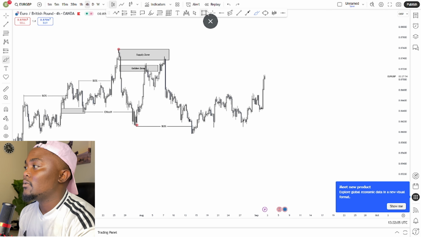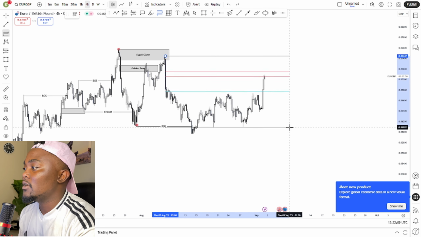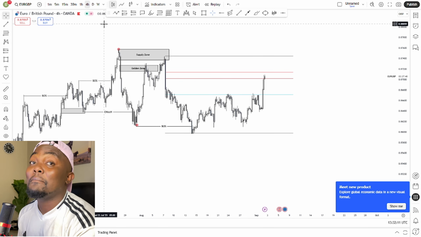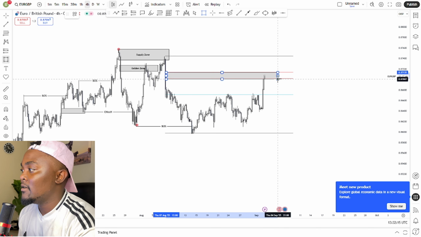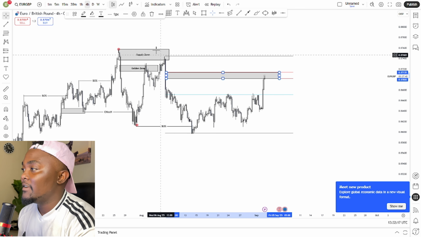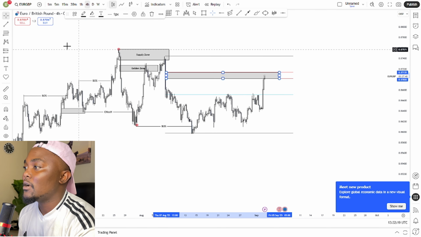So now what you're gonna do is take your fib tool from the high to the low, and then what you can notice is that the market is already at that 0.5 level or above the 0.5 level, and also tapped into the golden zone.